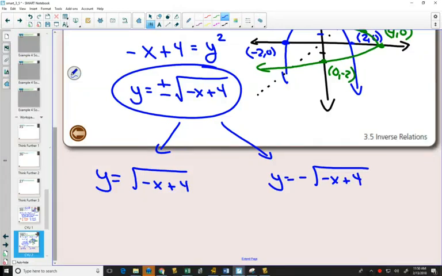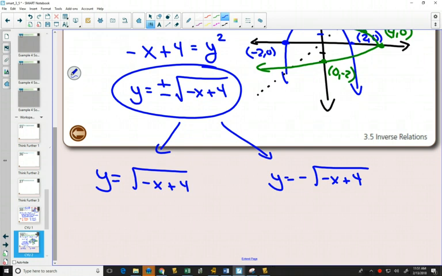And now these graphs look a little bit more familiar, and you might say, hey, I know how to graph those. Those are square root graphs with transformations. What would the negative do? Would it be a horizontal reflection or a vertical reflection? Vertical reflection. The 4, would that be a horizontal translation or a vertical translation? Horizontal, because it also is inside the square root. So we have a horizontal reflection and a horizontal translation.